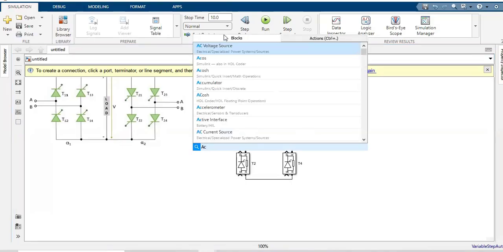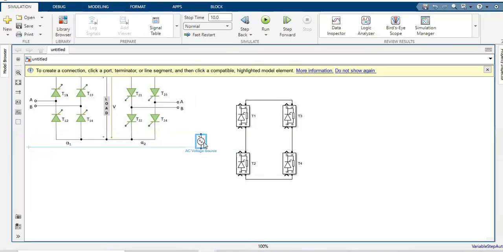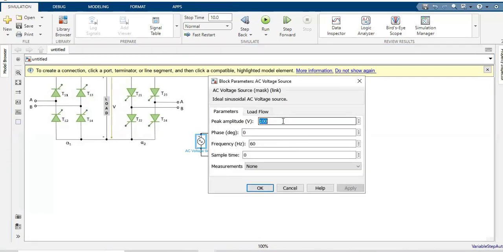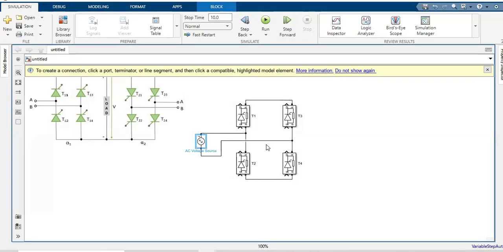We need to connect the AC voltage source at the input side of the converter. Double click on the AC voltage source. Let us take 200 volt and 50 hertz AC supply.